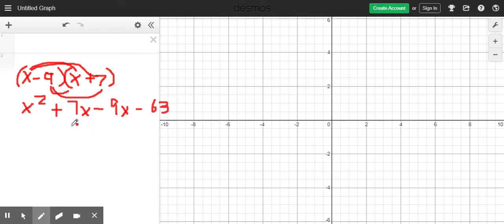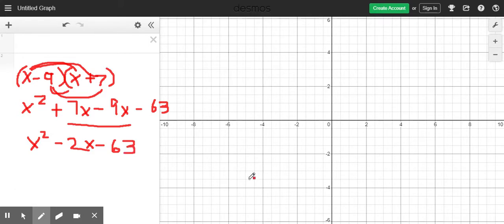Now we need to collect like terms. So we have 7x minus 9x. So that gives us x squared minus 2x minus 63.